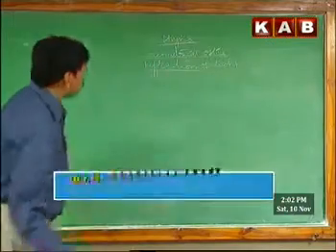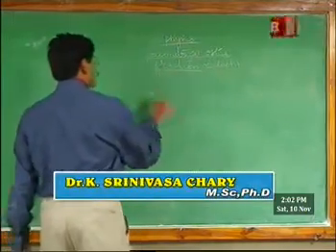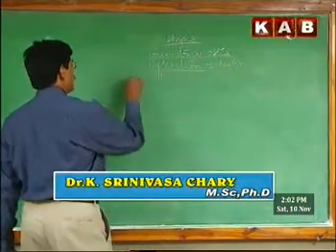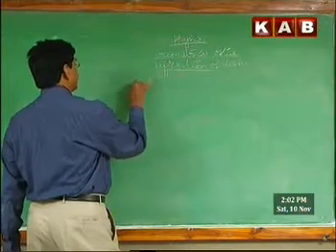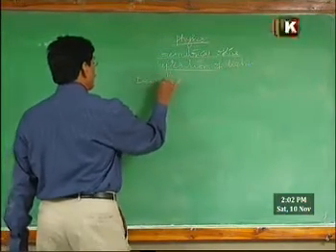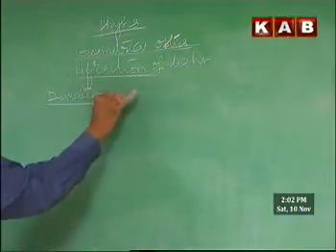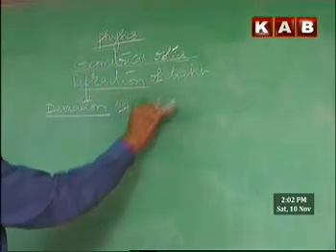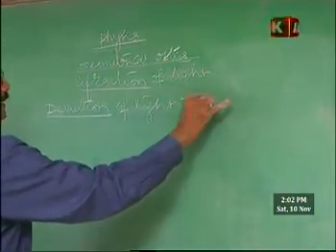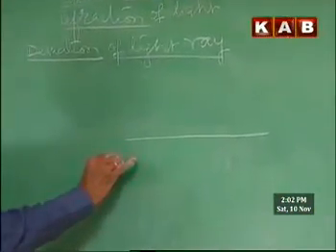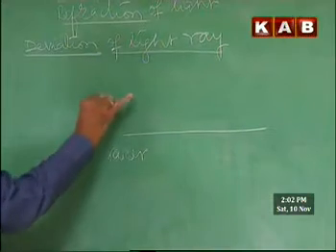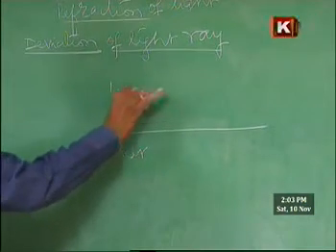Let us consider a light ray traveling from one medium to another medium. First we will calculate the deviation produced. Deviation of a light ray traveling from one transparent medium to another transparent medium. Let us consider the ray is traveling from a rarer medium to a denser medium.